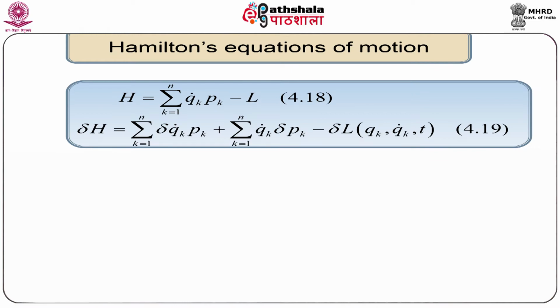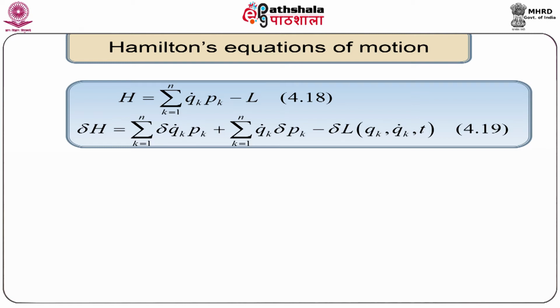First of all, Hamilton's equations of motion. In our previous module, that is module 2 of chapter 4, we have defined the Hamiltonian. Hamiltonian H is given by summation k equal to 1 to n qk dot into pk minus capital L, which is a function of generalized coordinate qk, generalized velocity qk dot and time t.